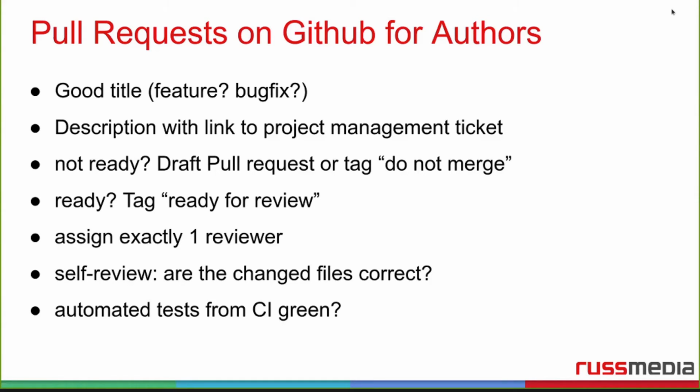Then the other state would be that something is ready. Then we also tag it as ready for review. This is an additional signal on GitHub for us in the overview of our pull requests, so that we know this pull request is ready for somebody to look at.